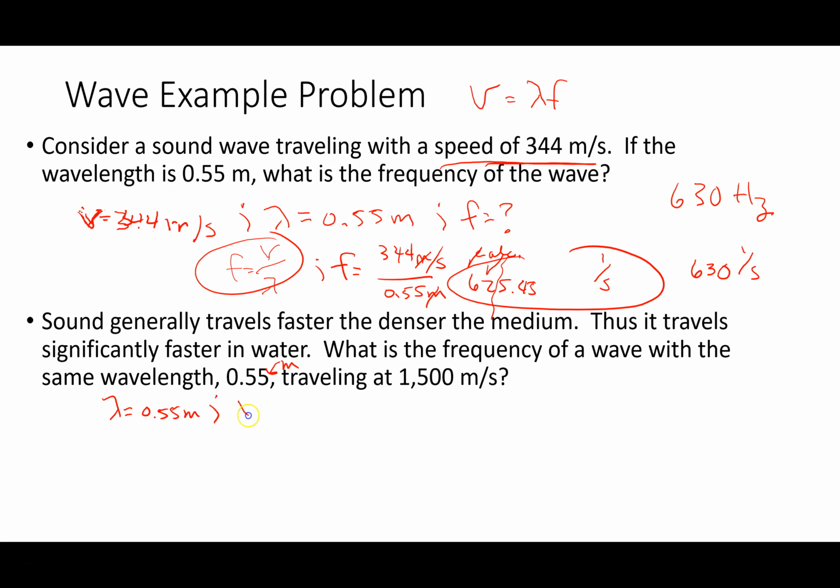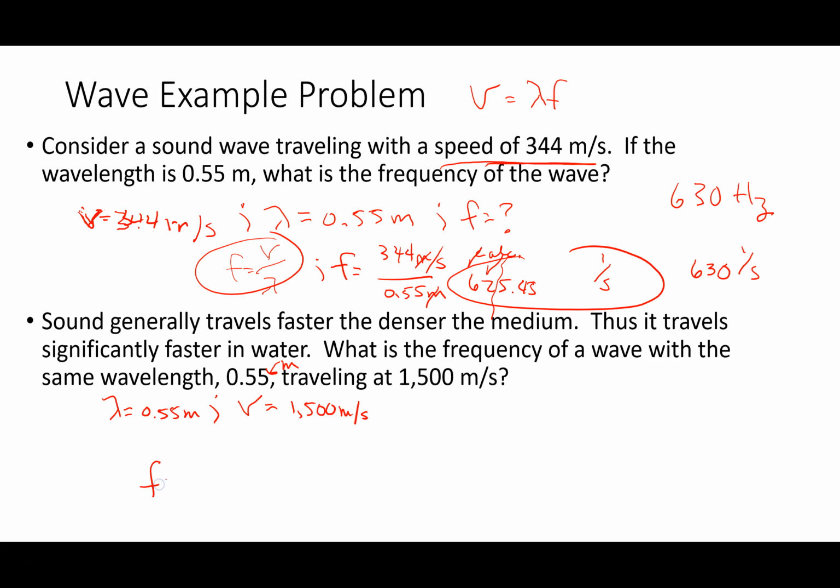And my velocity now, wow, instead of 344, it's 1,500 meters per second. So what do you think? Is the frequency going to be higher or lower? How many people think it's going to be higher? How many people think it's going to be lower? Well, I think it's going to have to be higher because the velocity is in the numerator and that number got bigger. So just eyeballing it, let's do this thing.